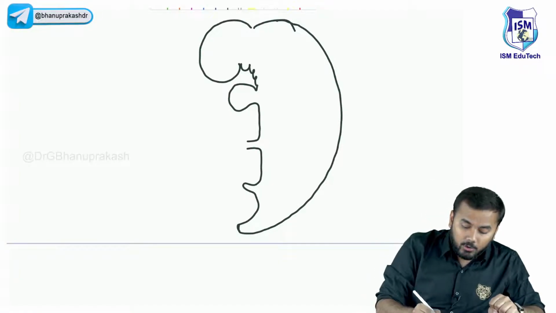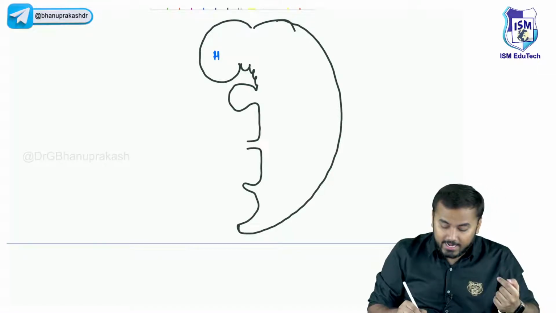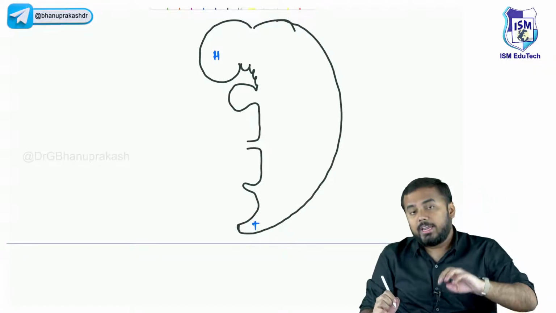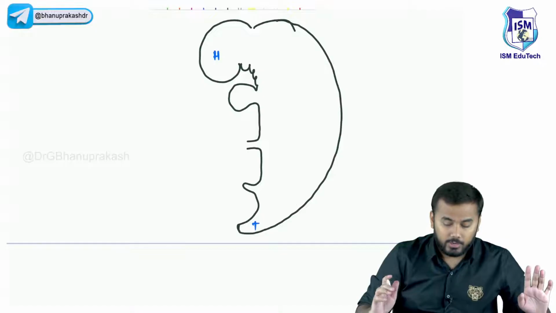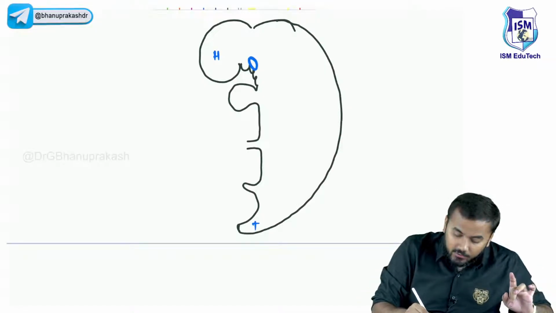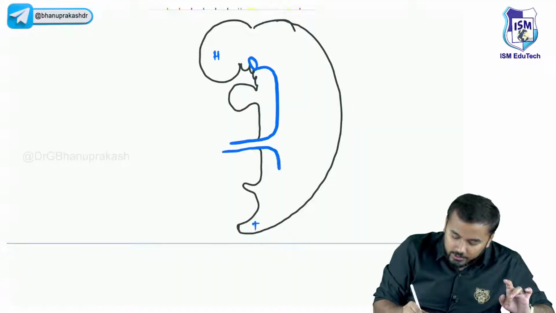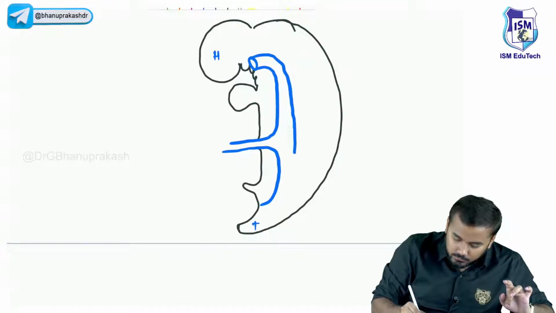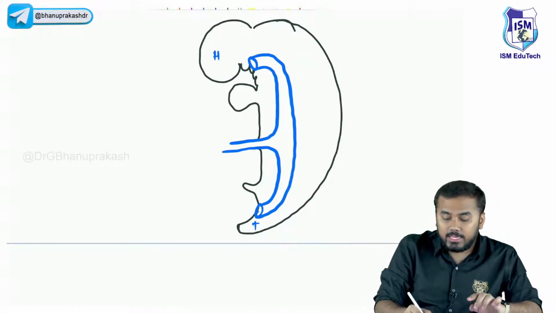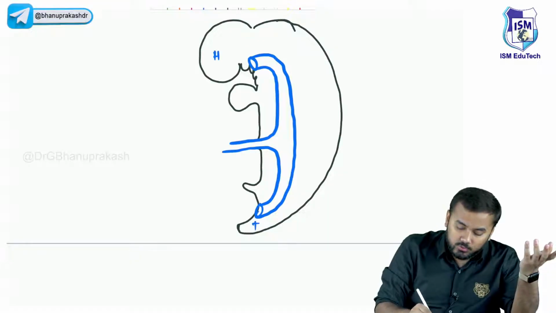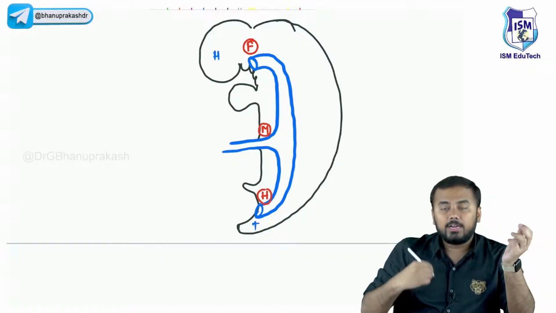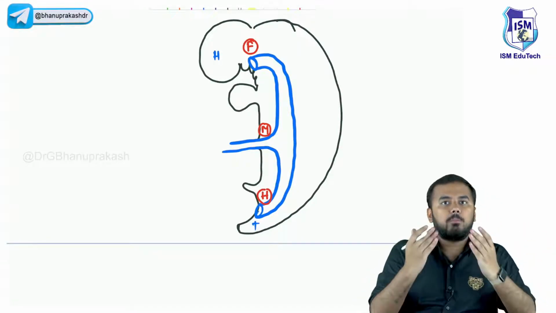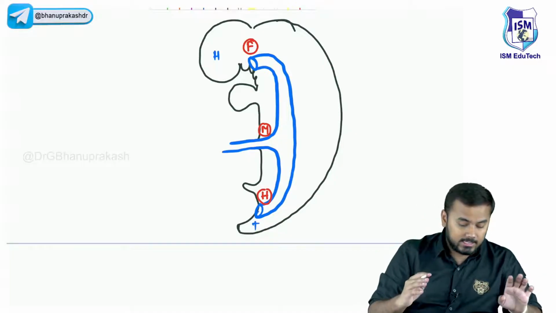In this developing embryo, this is called the head fold and this is called the tail fold. The head fold in the future will develop into the head, the tail fold will develop into the anus. Second important thing is that here you have the foregut. There are three guts, all of you know this: foregut, midgut and hindgut. Hindgut will develop into the anus, foregut will develop into the mouth. So this is the developing embryo.